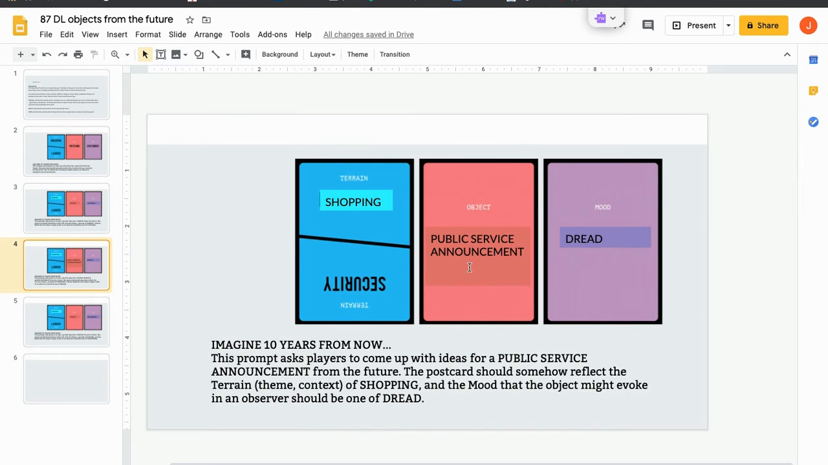Next one, shopping. There was a funny joke made yesterday about toilet paper, and it's true though. We're thinking about shopping 10 years from now. A public service announcement around shopping that's supposed to make us feel dread, kind of anxiety, nervousness, but like intense, heavy nervousness. What might that look like?